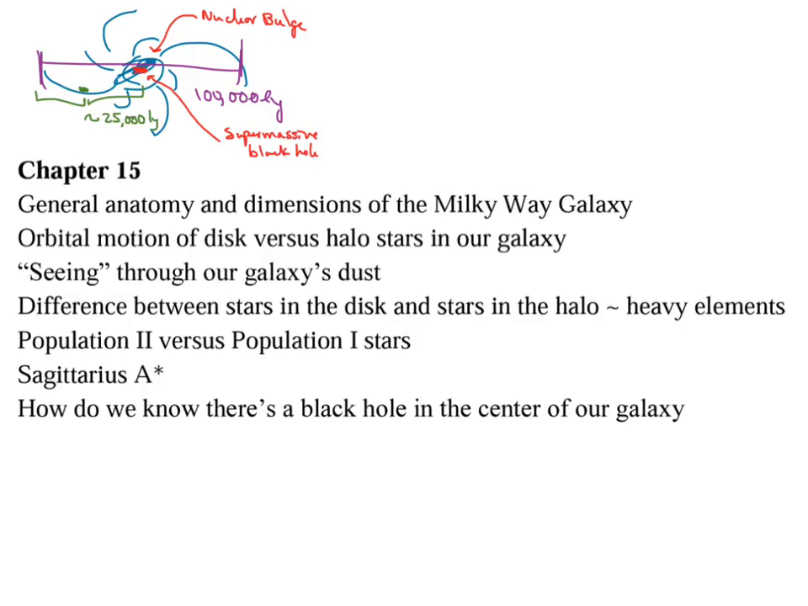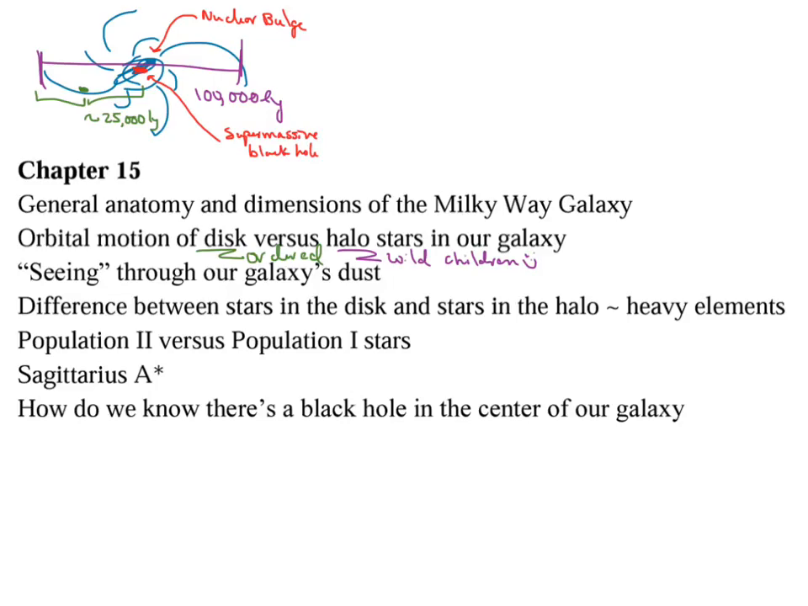But the thing that's in the very center of our galaxy is the supermassive black hole. And we call that region Sagittarius A star. I can't remember if this is a test question, I think it is. The reason we call it Sagittarius A star is because it's in the vicinity of the constellation Sagittarius. So know the anatomy.